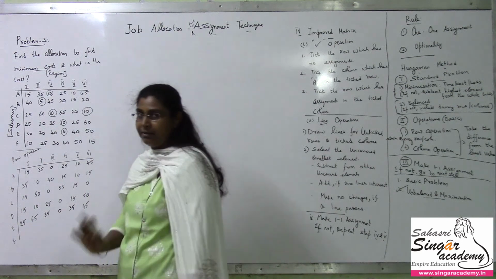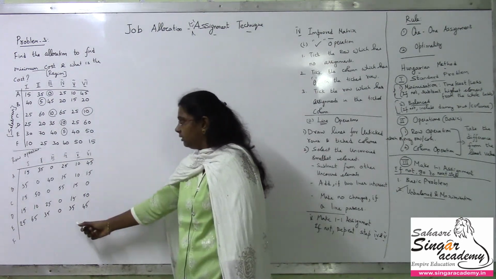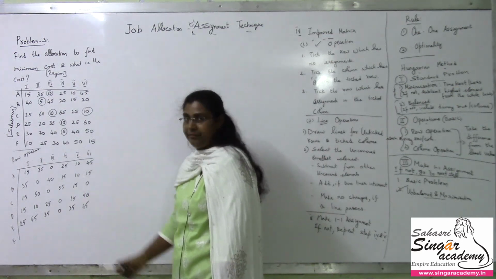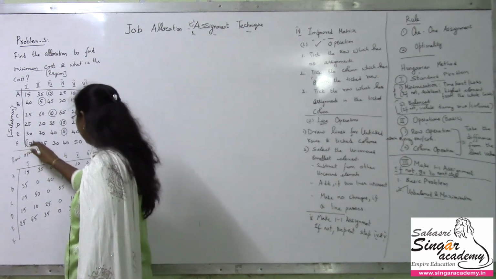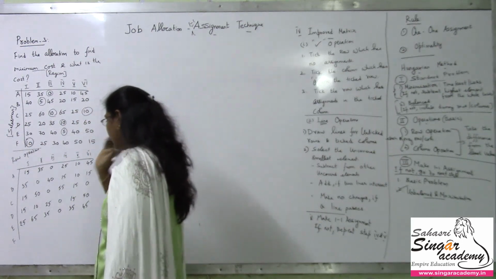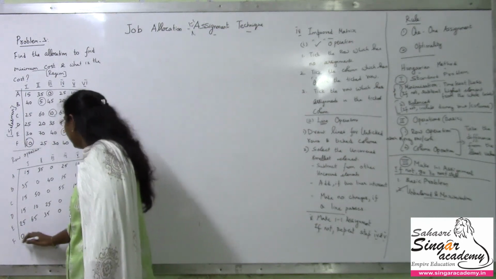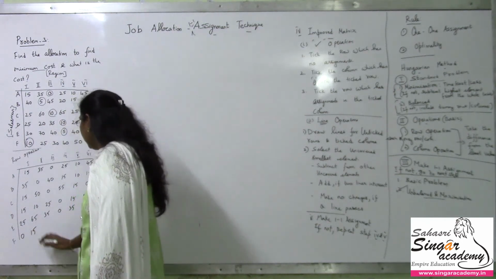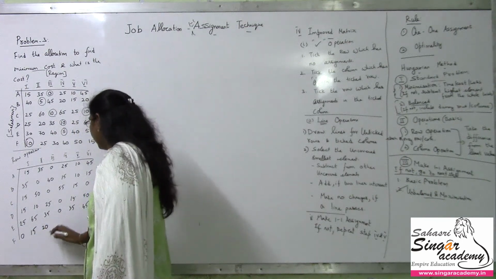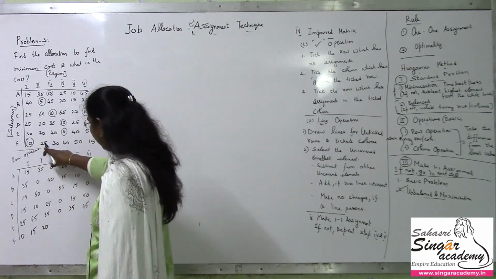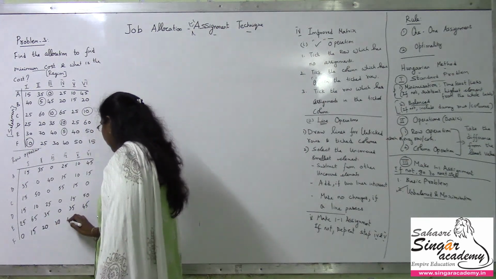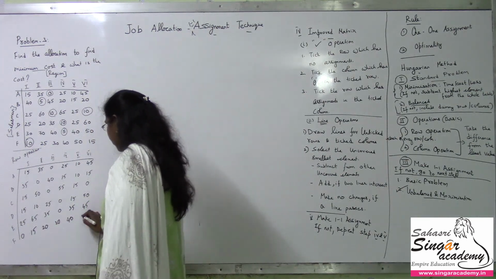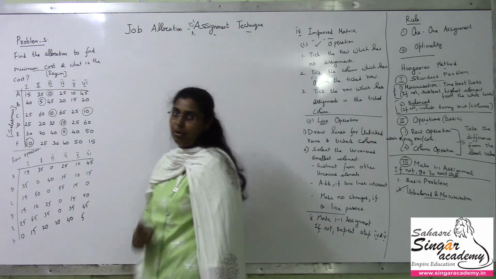I'm not doing anything, I'm just subtracting. For salesperson F, the least value happens to be 10, so I subtract it: 0, 15, 20, 0, 15, 20, 30, 40 and 5. Is it okay? This we have done with respect to row operations.